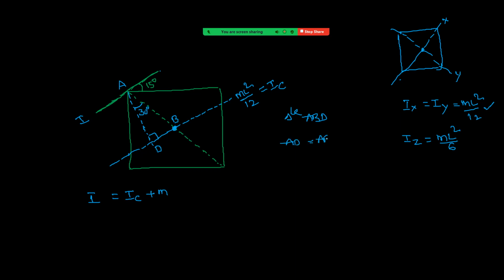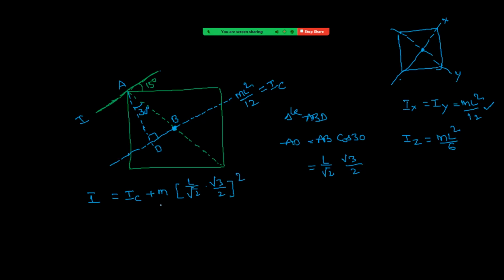AD equal to AB cos 30. And AB value, how much? It is half of the diagonal, whose value is L by root 2. Half of diagonal L by root 2, cos 30 is root 3 by 2. Substitute here: IC plus m x square, L by root 2 into root 3 by 2, whole square.